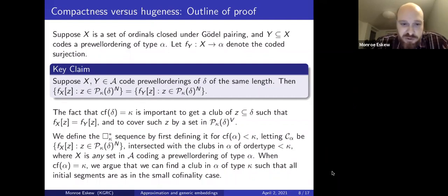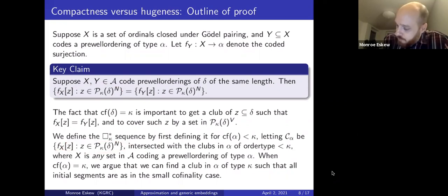Okay, then to finish up the argument, the construction, just in brief, we define the weak square kappa sequence as follows. We first define it for small cofinalities less than kappa as basically these sets, except we throw away the things that are not appropriate. So you just take this and then you intersect with all the clubs in alpha of order type less than kappa. So that's definable, that's okay.